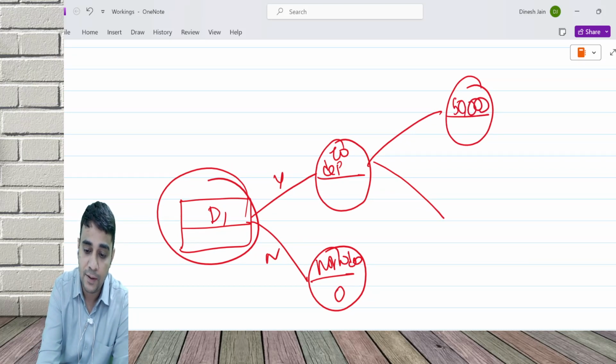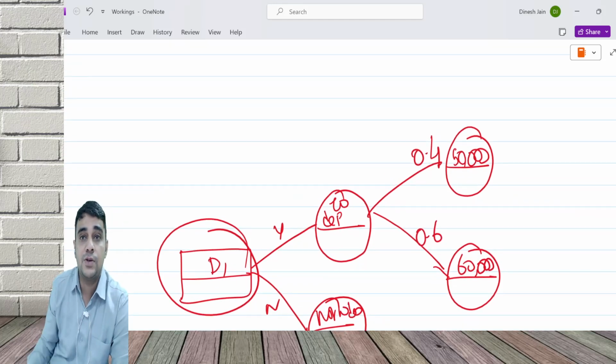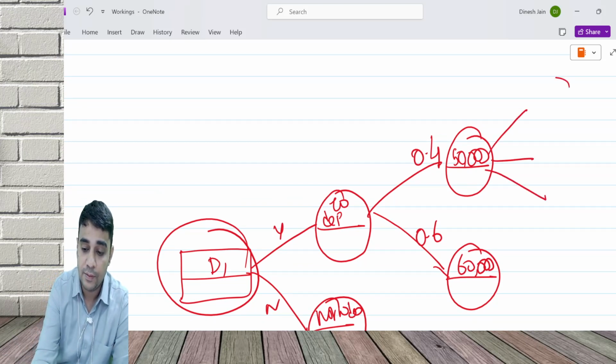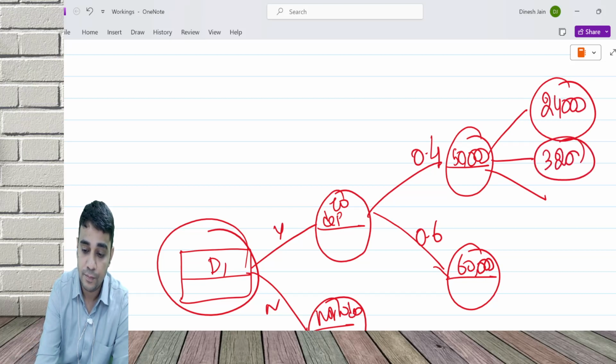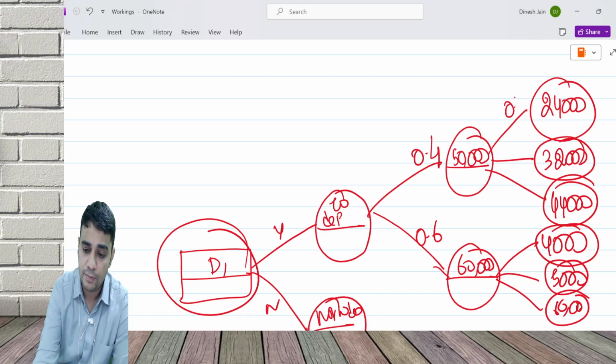What is the probability of 50 and 60? 0.4 for 50. If you get 50,000, year 2 again is not in your hand. What are the values you can get? 24, and if you get 60, what are the probabilities given for each of this? First one on the top, you tell me. 0.25. I don't want any discussion beyond this.